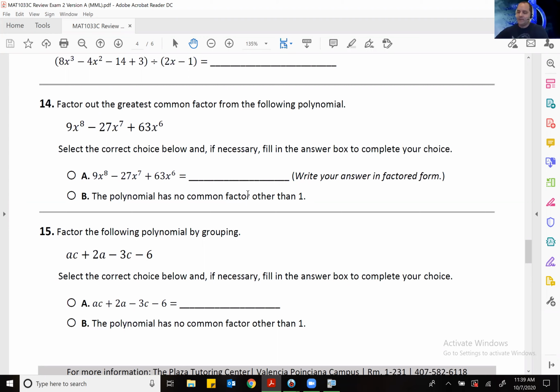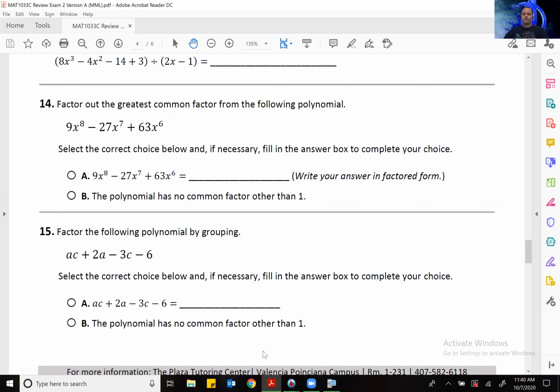So we've got this 9x to the 8th minus 27x to the 7th plus 63x to the 6th. The directions give you a nice little hint here. It says factor out the GCF.